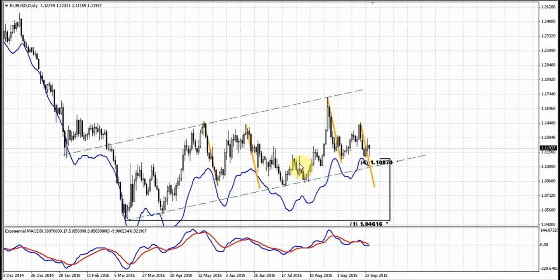So if we get the confirmation of the patterns that we are watching for, we will get action in a sequence of targets on the daily chart. First it will be the 108 lows, then the 104 lows, and then the parity. That's our current expectation on the euro currency, and the chances that this will happen are really significant.